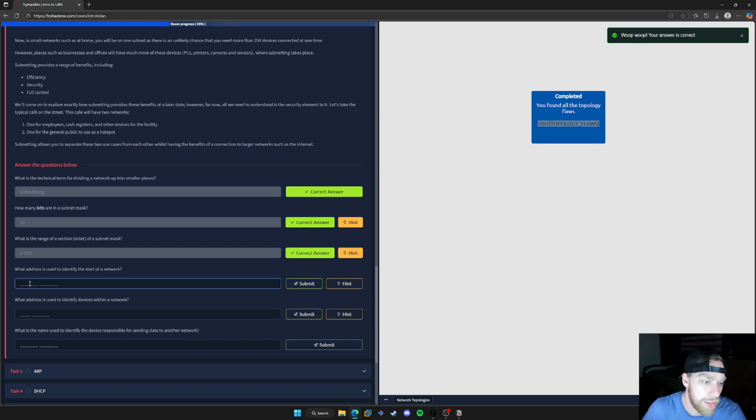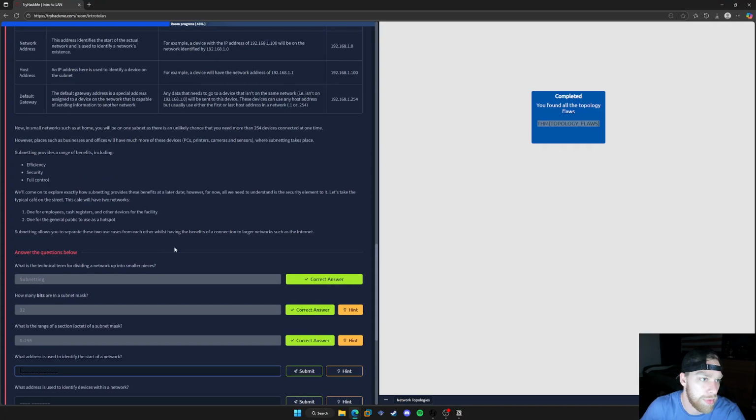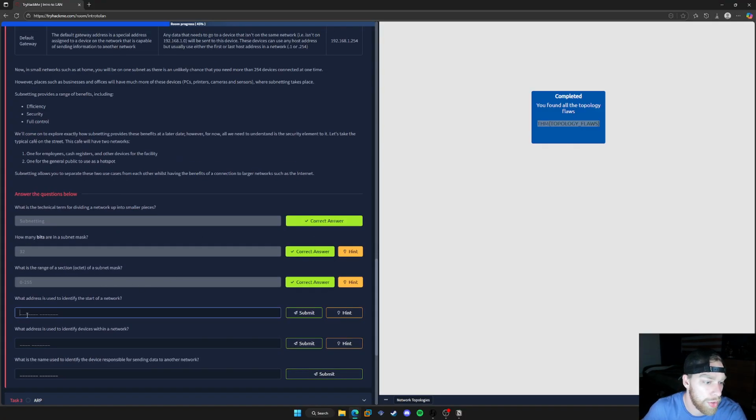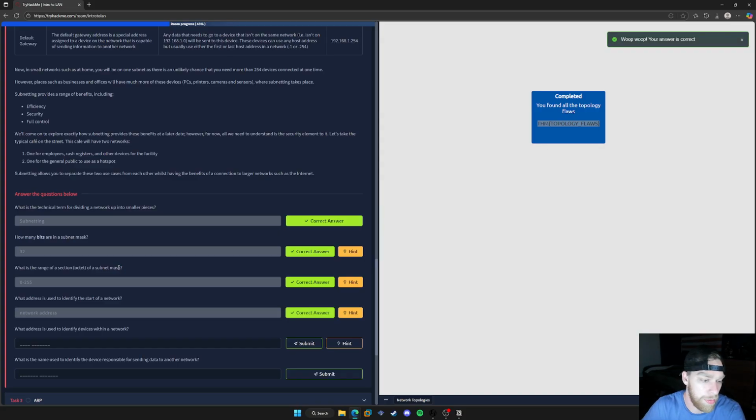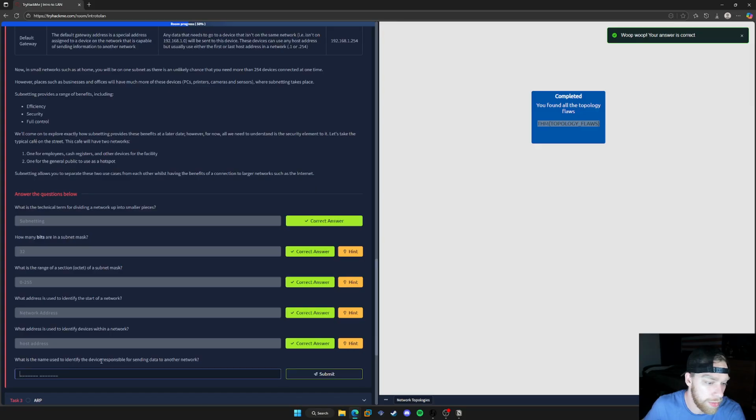What address is used to identify the start of a network? So this is going to be your network address. Okay, yeah. And then identify, all right, so identify, this is going to be your host address. What is the device responsible for sending data? So this is going to be your default gateway.